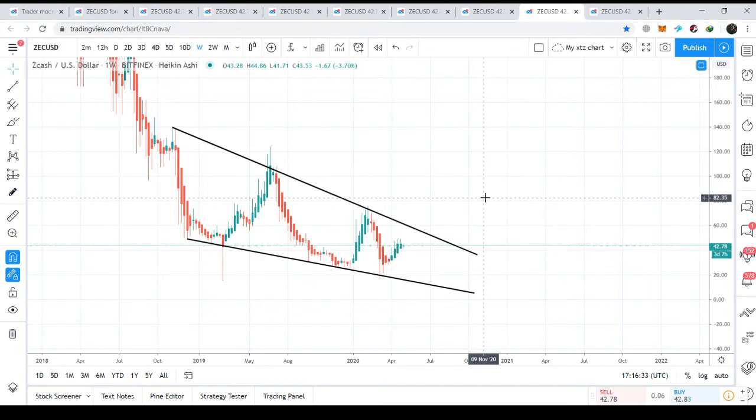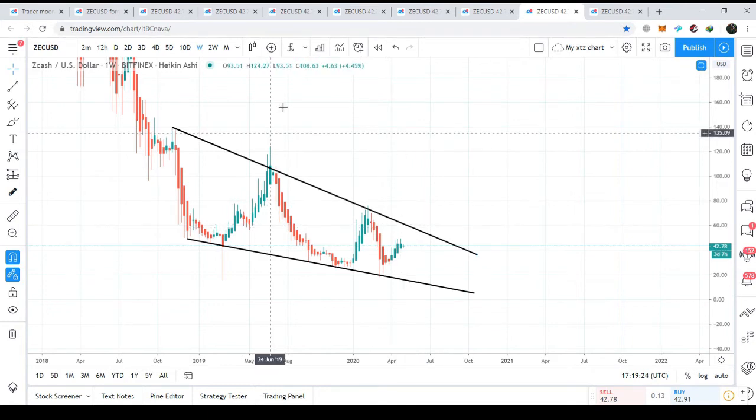Almost all the top coins have formed different chart patterns like wedges, triangles, and pennants. Same as that, Zcash has formed a falling wedge pattern, and now we can see that after having bounced from the support of this falling wedge pattern, it was turning bullish. But now I'm expecting that it will retest the support.